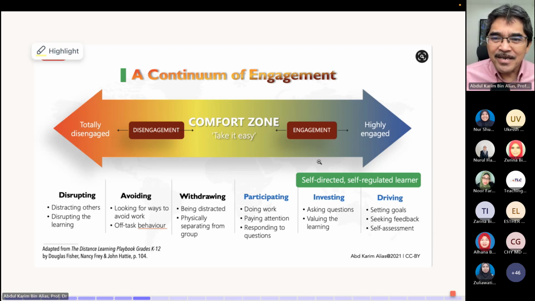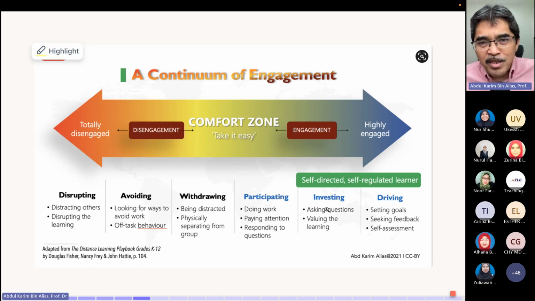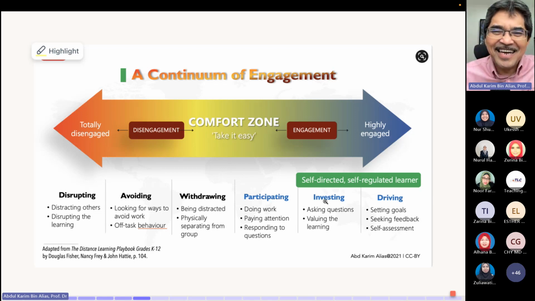But here, in the blue zone, this is where you grow. This is where you really learn. This is where you become an effective learner. When you are a self-directed and self-regulated learner, you are highly motivated. You invest your time. You ask questions. You are well prepared before you come to the class. Now with ChatGPT, you can list a lot of questions, maybe hard questions, come to the class and ask the lecturer and see whether the lecturer can answer or not. Because when you invest your time in learning, it means that you value your learning.